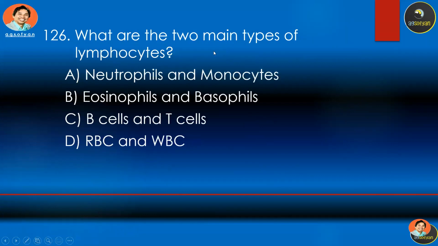What are the two main types of lymphocytes? Okay, we already mentioned this many times. Lymphocytes consist of B cell and T cell.